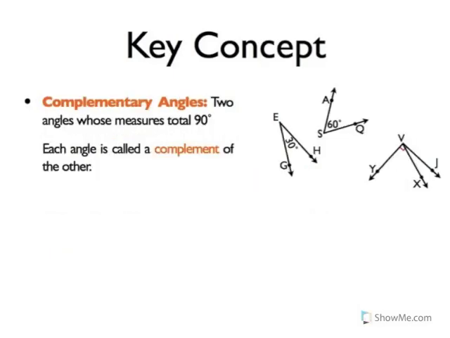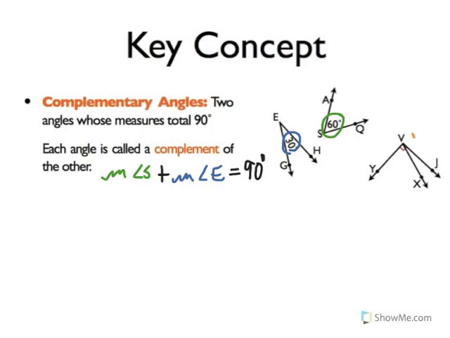Every year, I find most of my students know these next two angle pairs, this first one being complementary angles. These are two angles whose measures total to 90 degrees. So you'll see in our figure that angle E is 30 degrees and angle S is 60 degrees. So the measure of angle S plus the measure of angle E is equal to 90 degrees. That makes the two angles complementary.